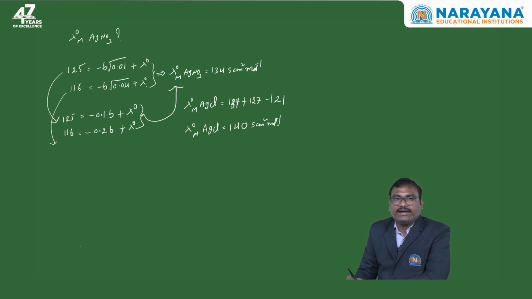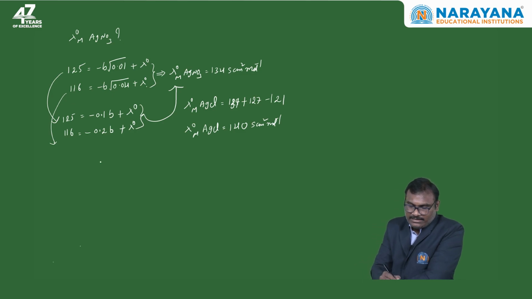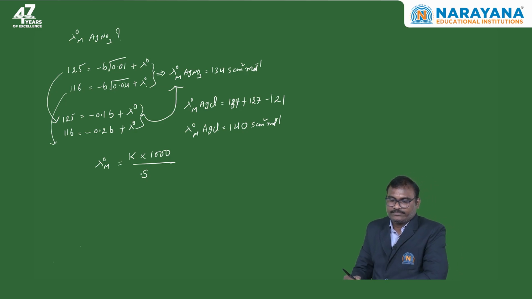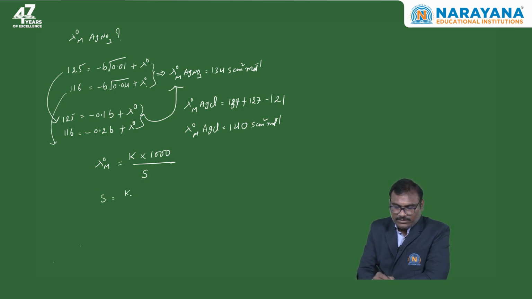So we have to find out solubility then. Lambda naught m of AgCl is equal to K of AgCl into 1000 by molarity. That molarity is nothing but solubility. Say yes or no. Then we have to find out the value. Solubility is equal to K into 1000 by lambda naught m.